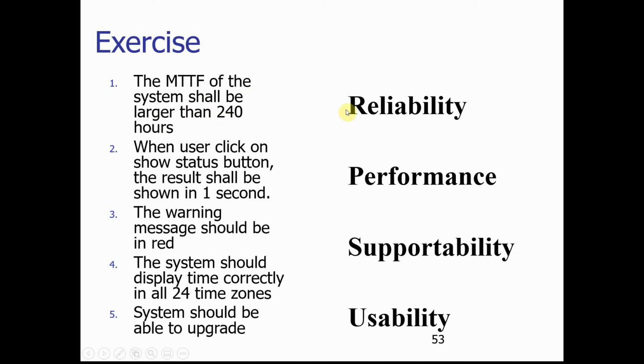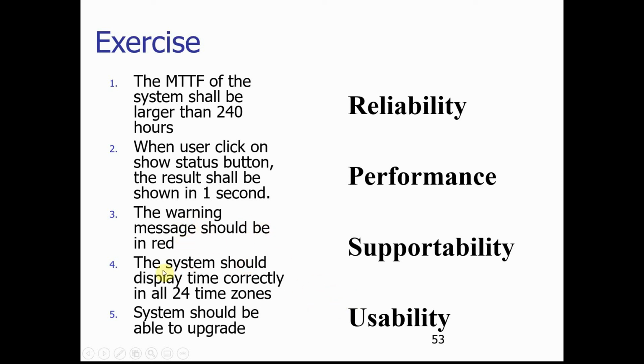What non-functional requirement is it? Reliability, performance, supportability, usability? This one is reliability. Next: when the user clicks on the show status button, the result should be shown in 1 second. This one is response time, a part of performance. The warning message should be in red. This one is talking about the color of the warning message, so it is usability. It's talking about the interface.